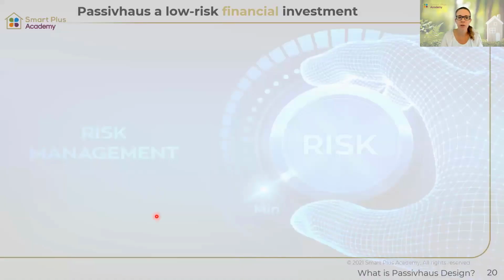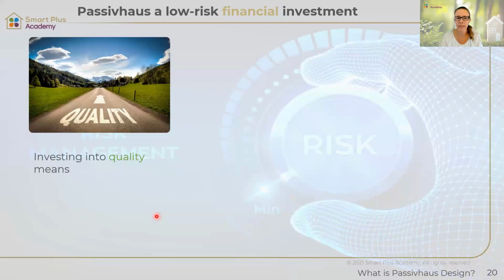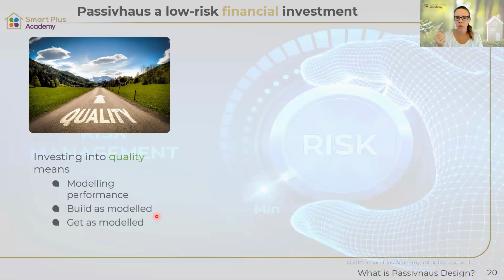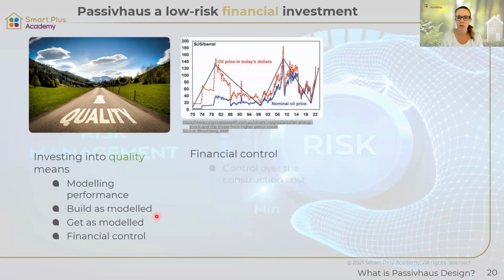We can say that Passivhaus is a low-risk financial investment. Why is that? Because we're investing into quality. And when we're investing into quality, that means we're modeling our performance, so we know exactly the outcome already before we start building. We're building as we've modeled it, and we're getting it as we modeled it. So in the end, we have financial control because we have everything pre-planned and we know how much energy we're going to use for our building. We also have control over the construction cost. Obviously, that's something we can always see beforehand. We get a quote and we know how much our building will cost.